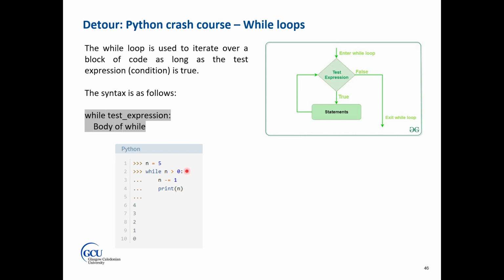And now we go here. And is 1 bigger than 0? Yes, it is. So we go here. So now n is going to be 0 because we remove 1. So now we print 0.